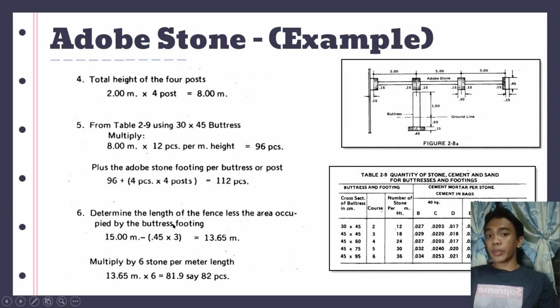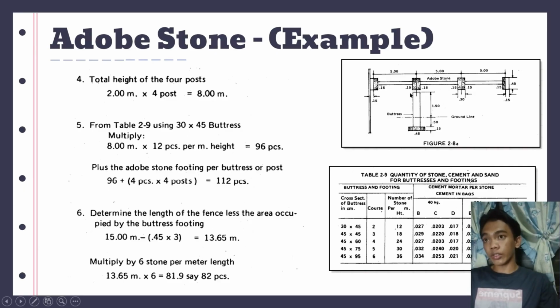The next is determine the length of the fence less the area occupied by the buttress footing. So 15 meters plus the 0.45 by 3. This 0.45 by 3 is the area occupied by the buttresses in these sections.